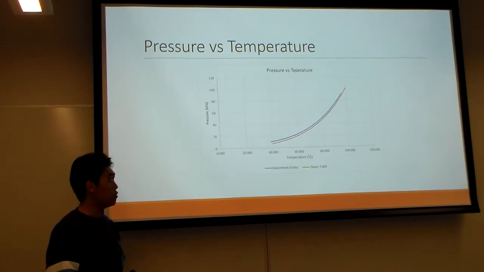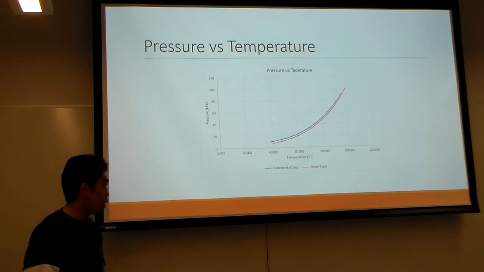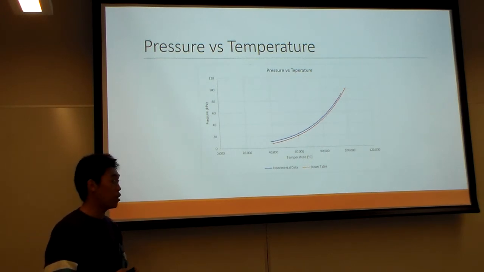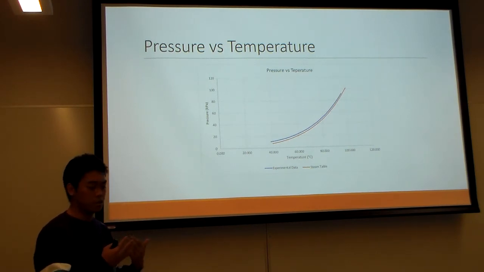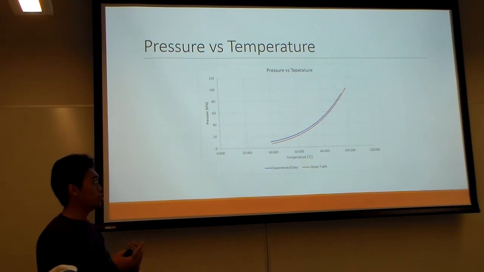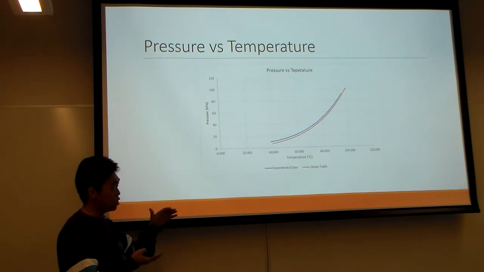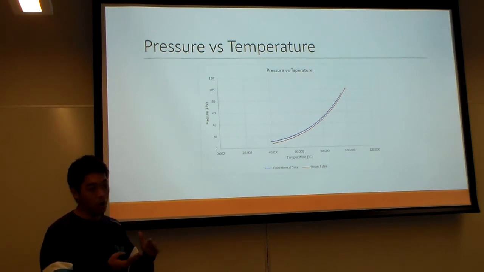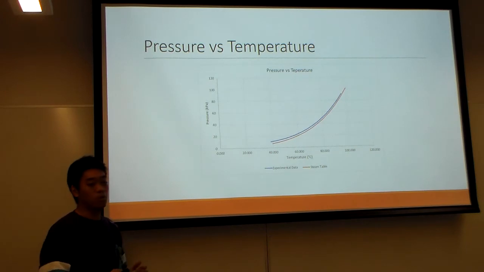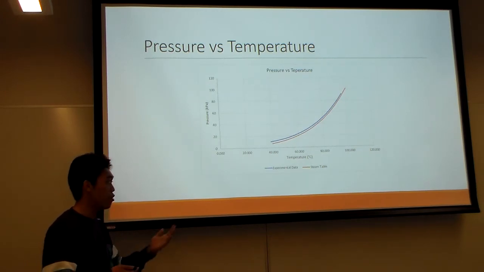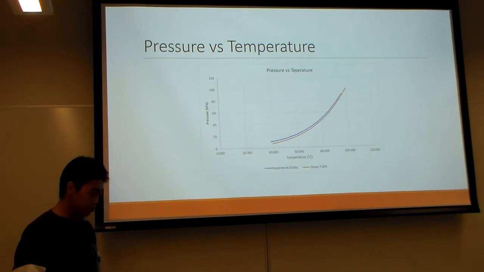So this is the result of the pressure versus temperature based on the experimental data compared to the steam table. Visually, the graphs have the same slope and also function, which is exponential, but the intercept makes the experimental data a little bit higher than the steam table, probably because of errors that happened during the experiment, which come from human error or probably the experimental setup being different compared to the steam table.